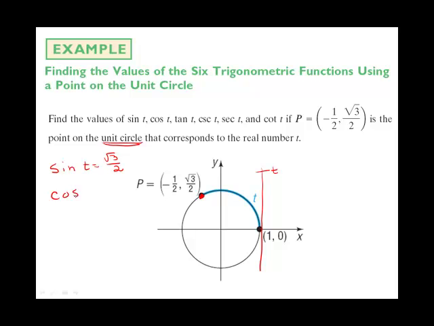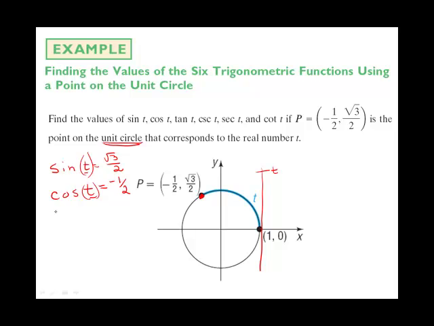Cosine t is the x-coordinate, so that's simply -1/2. And be sure you don't just write sine equals, cosine equals. The sine and cosine are functions. Well, all the trig functions are functions. They have to have an argument. You can't just say sine equals, cosine equals. It has to be sine of something, of some angle.